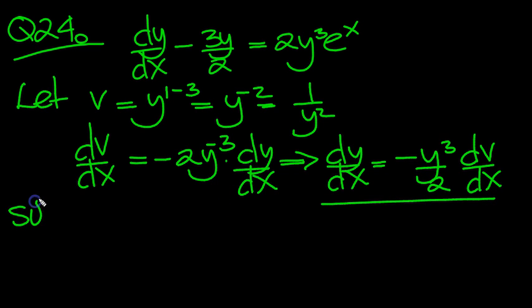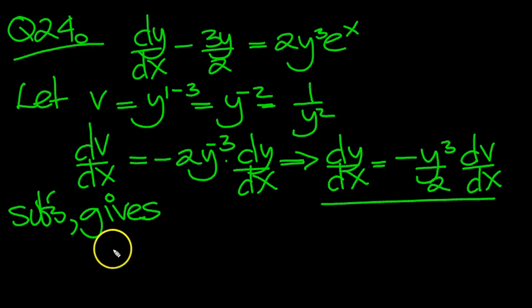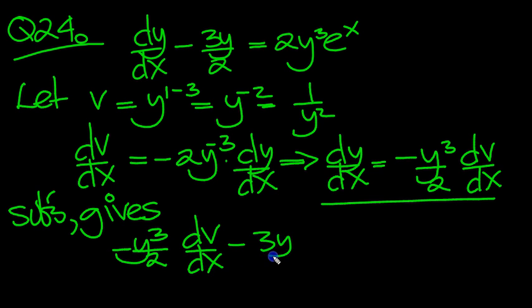So substitution then gives, so what do we get? dy/dx is equal to this, dv/dx minus 3y over 2 equals 2y cubed e to the x.